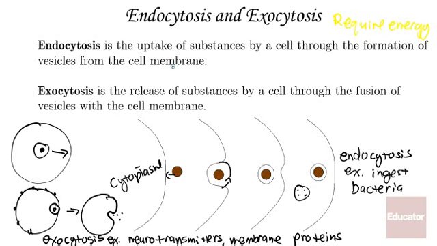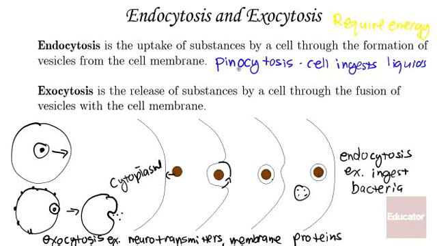There's a couple types of endocytosis that you should be familiar with. One is pinocytosis. This is sometimes called cellular drinking because it is the process through which the cell ingests liquids. So if the cell pinches off a vesicle like this and it contains a liquid, that's called pinocytosis.